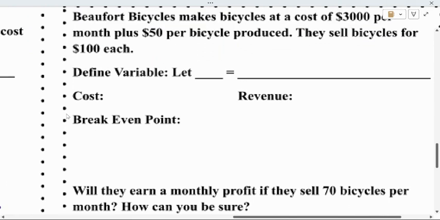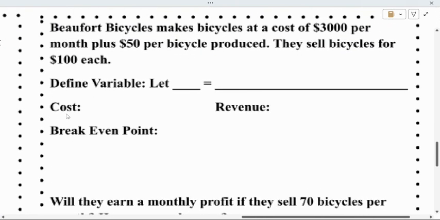Okay. I want someone to read about Beaufort bicycles. Kylie, are you raising your hand? Okay, go ahead. Beaufort bicycles make bicycles at a cost of $3,000 per month, plus $50 per bicycle produced. They sell bicycles for $100 each.